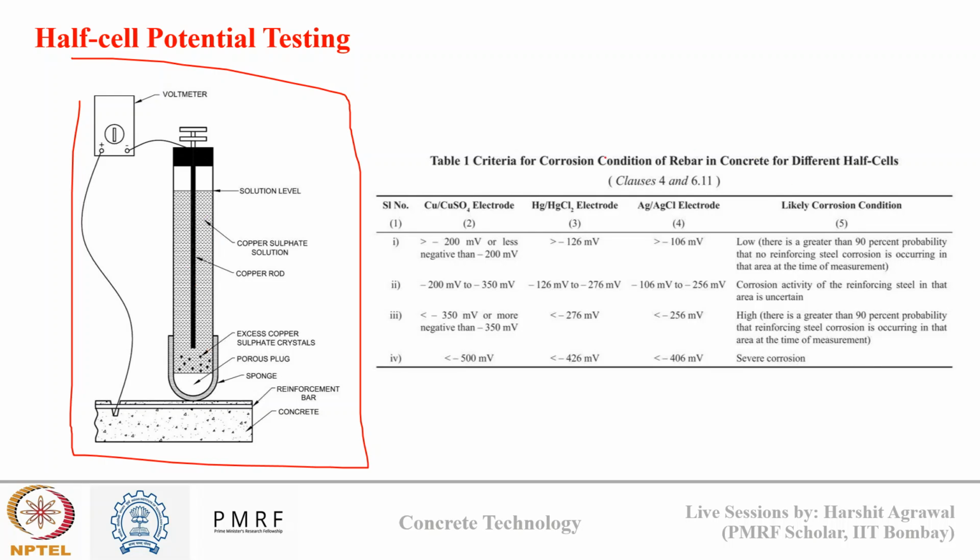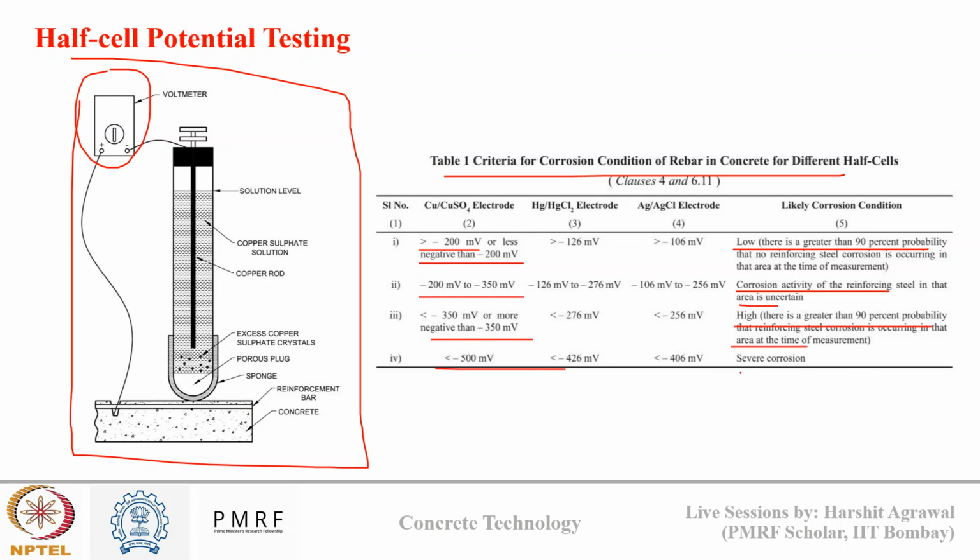We have a table given in the IS code, which says that whatever reading we get in a voltmeter when we make this half cell connection of steel rebar and copper sulfate, if this value is less negative than minus 200 millivolt, then the probability of corrosion is very low. If this value is minus 250 to minus 350 millivolt, then corrosion activity is uncertain. If this value is more negative than minus 350 millivolt, then there is higher probability of corrosion, and above minus 500 there is severe corrosion.